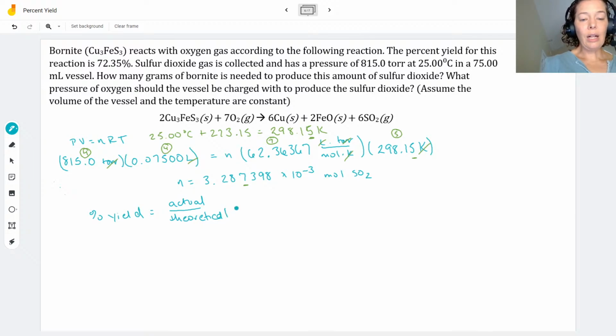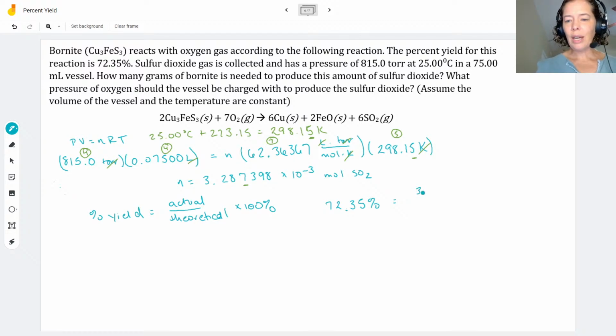Oops, I need to multiply by 100%. We know what our percent yield is, where was it? Here it is: 72.35%. Okay, our actual yield is what we just calculated. Remember, this came from the problem. This told us how much sulfur dioxide was actually collected.